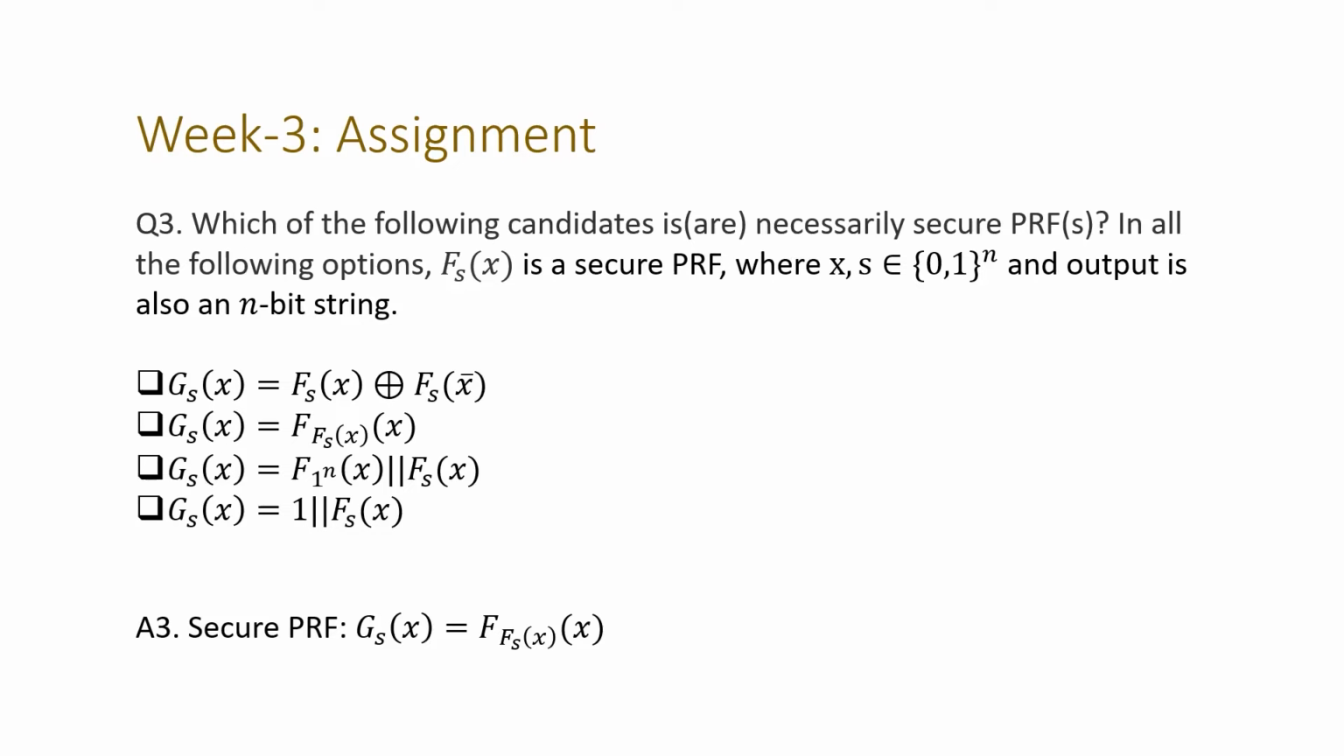Which of the following candidates is or are necessarily secure PRFs? In all the following options, F of s of x is a secure PRF, where of course x is the input and s is the secret. So you are given that F of s of x is a secure PRF, for x and s belonging to n-length binary strings, and the output is also an n-bit string, so that is a length-preserving PRF. Then you were given some other proposed constructions of PRF, and you have to tell whether these proposed constructions are also secure PRFs or not, given that F is a secure PRF. If you remember from last week's live session, we already discussed similar constructions of PRF and their security analysis.